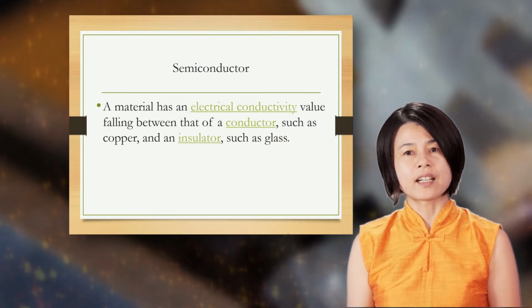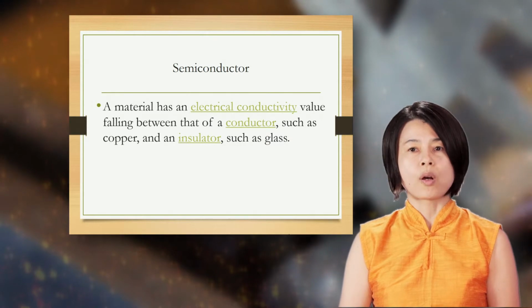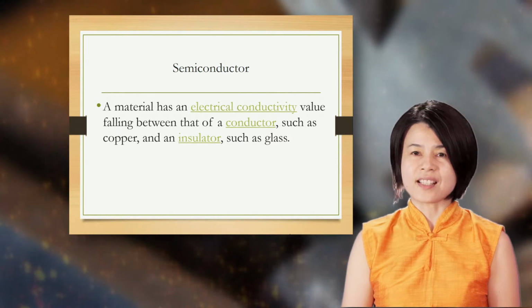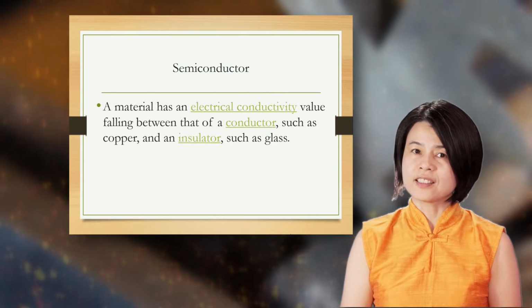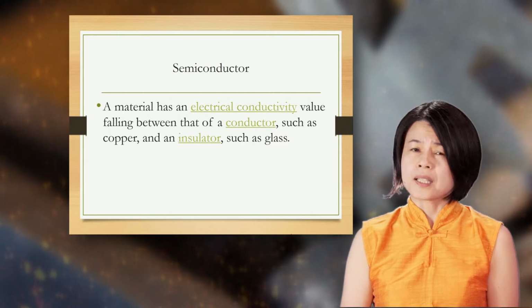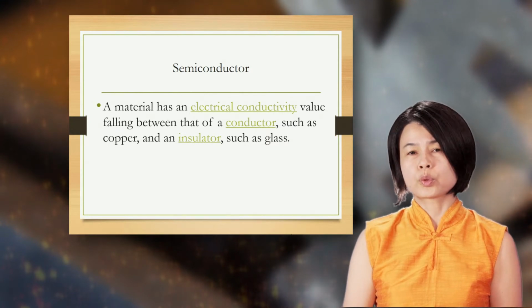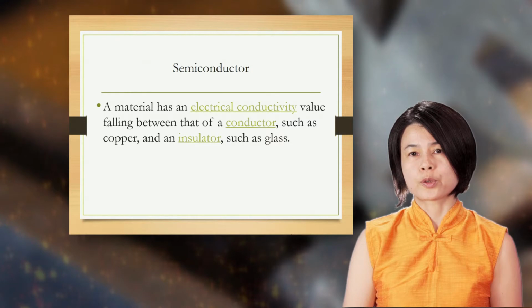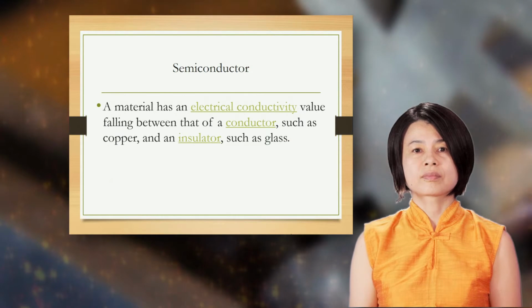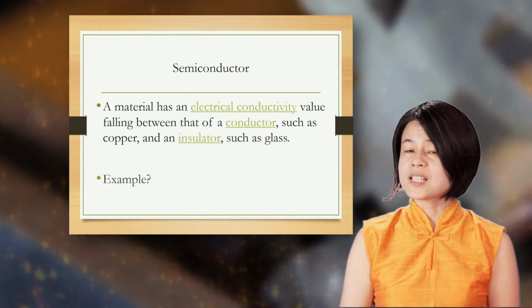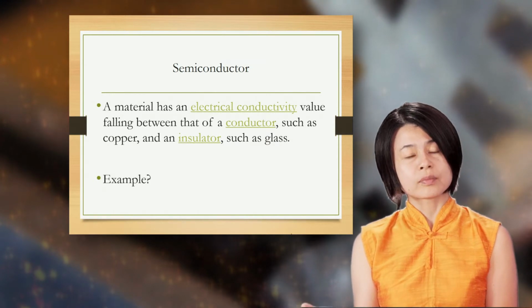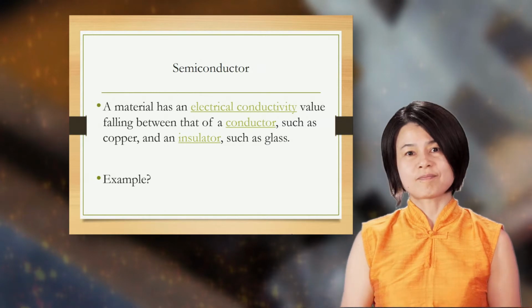A conductor can conduct electricity like copper or iron, while an insulator does not conduct electricity like glass or rubber. On the other hand, a semiconductor is something in between. It can conduct electricity, but not as effectively as a conductor. However, it does allow electricity to go through it. So, would you please give an example? Copper is a conductor, glass is an insulator. What substance is a semiconductor?